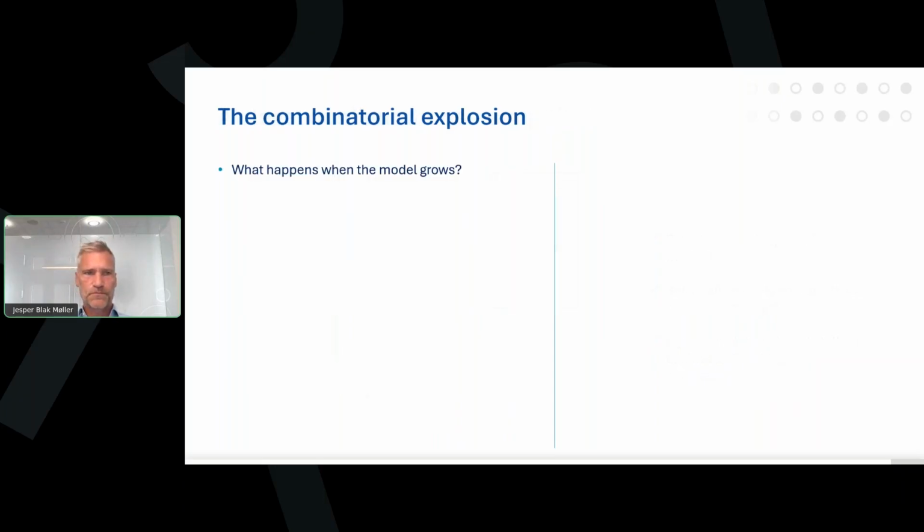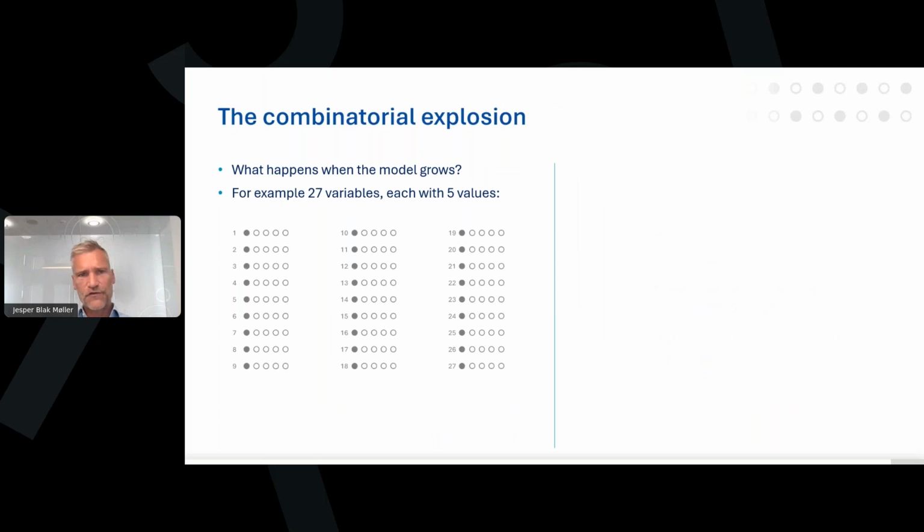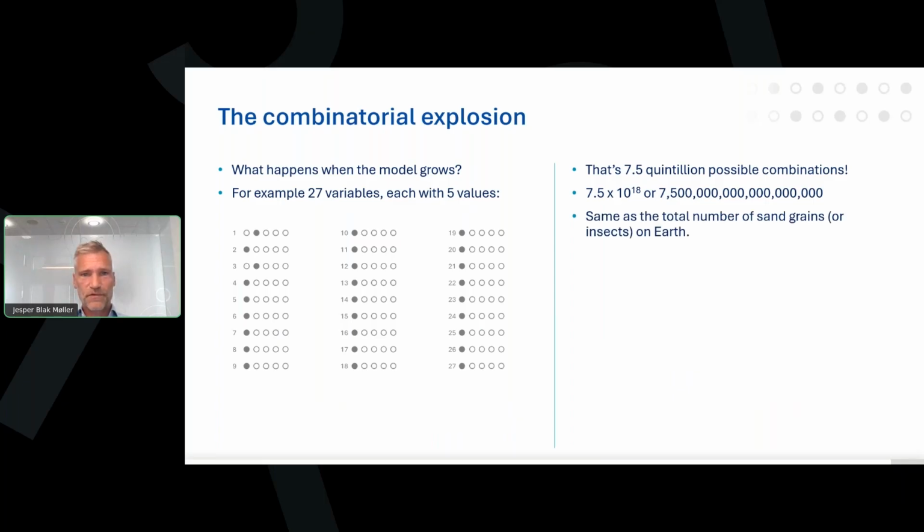But what happens when the model grows? What if we have 27 variables, each with 5 different values? How many configurations would we need to check? It turns out that there are 7.5 quintillion different combinations. That's 7.5 billion billion different combinations, or the same as the total number of sand grains, or insects for that matter, on Earth. So it's a huge number. It's almost 1 billion configurations per human being.